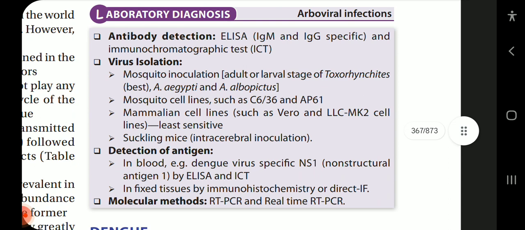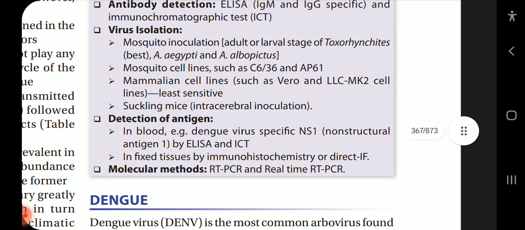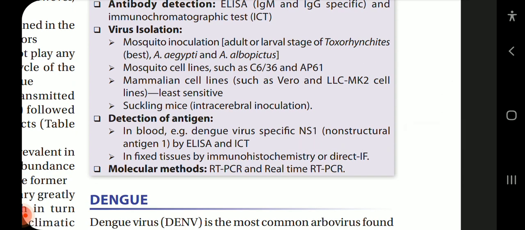Lab diagnosis of arboviral infections. Antibody detection: ELISA, IgM and IgG specific, and immunochromatographic test (ICT). Virus isolation: mosquito inoculation, using adult or larval stages of Toxorhynchites, which is best, Aedes aegypti, and Aedes albopictus. Mosquito cell lines such as C6/36 and AP61. Mammalian cell lines such as Vero and LLC-MK2 cell lines are least sensitive.